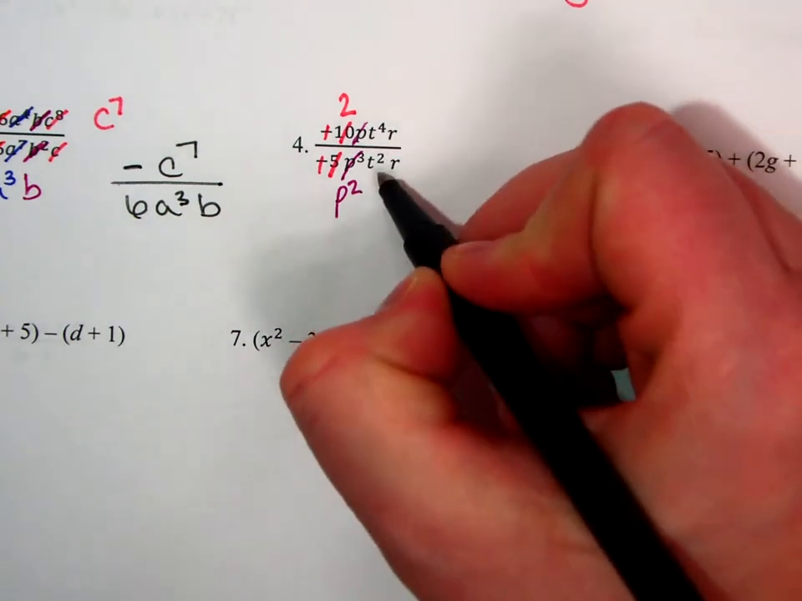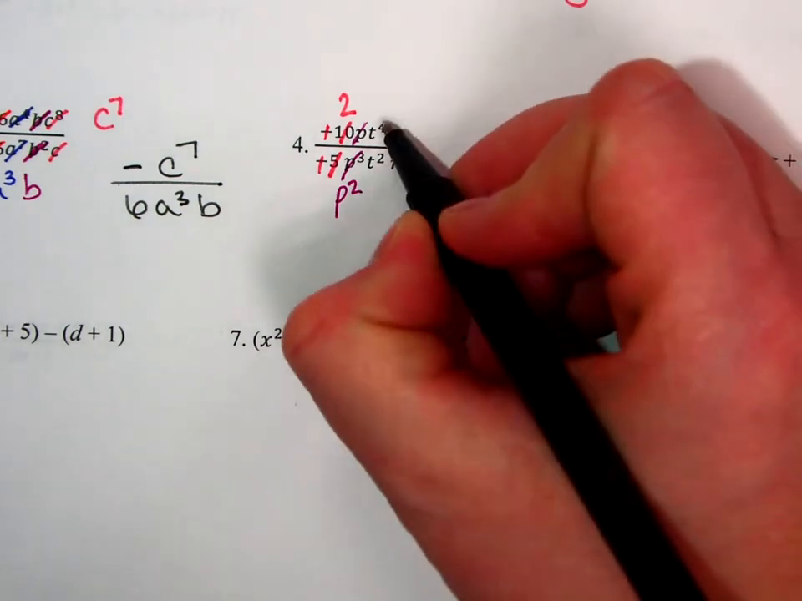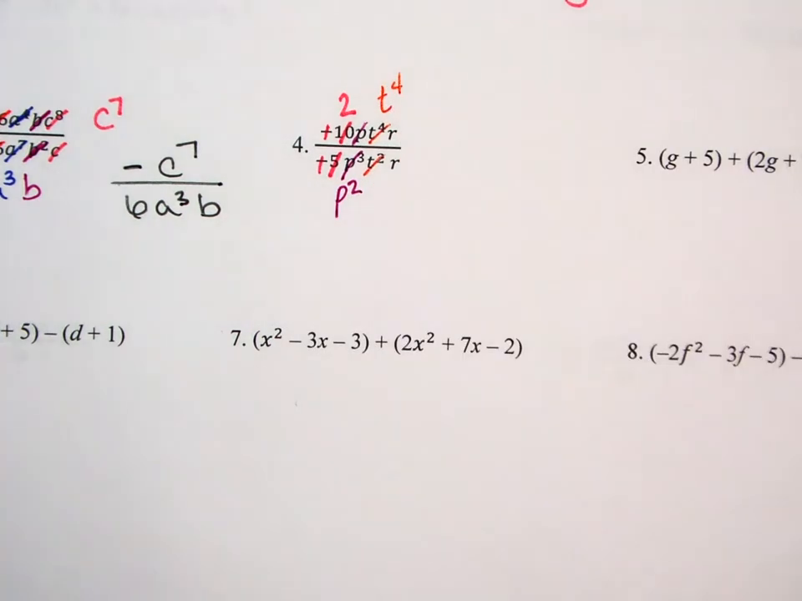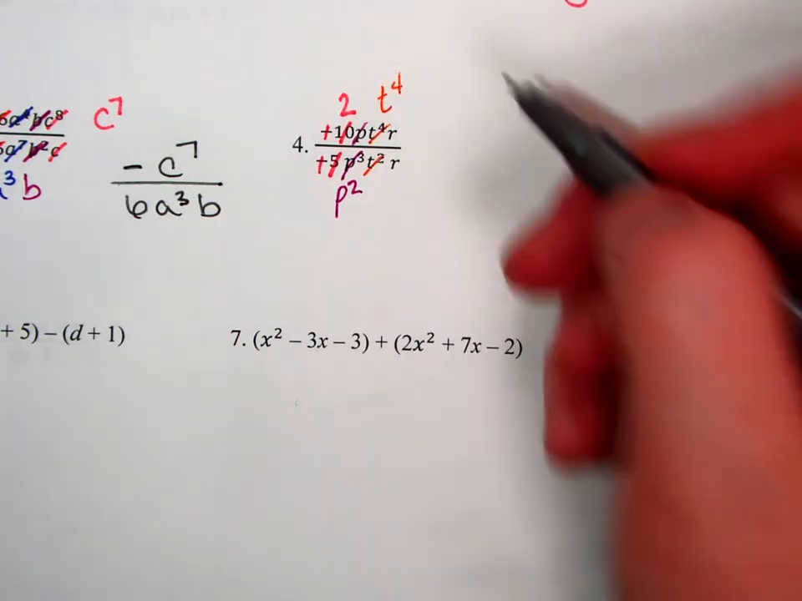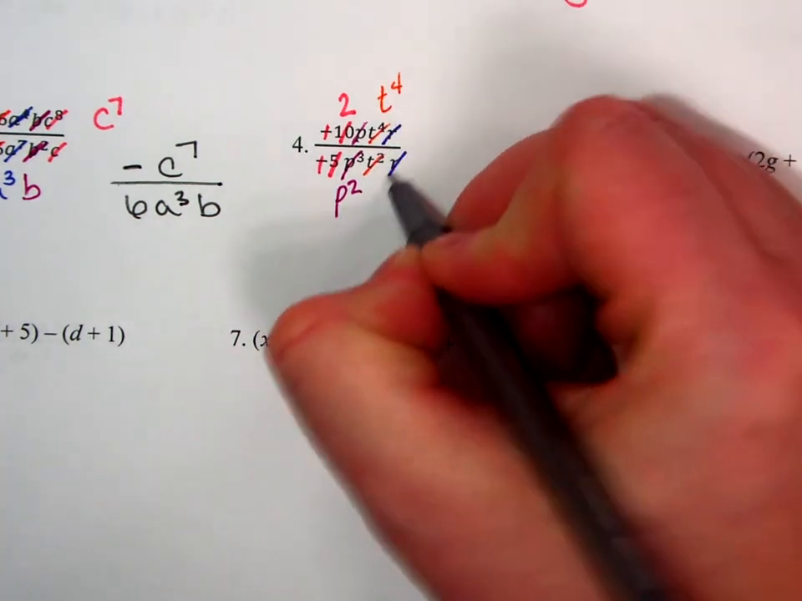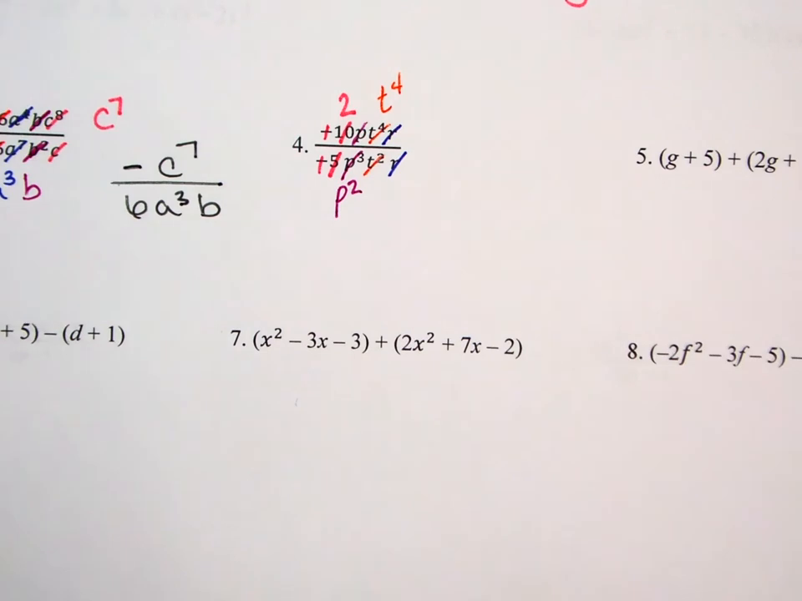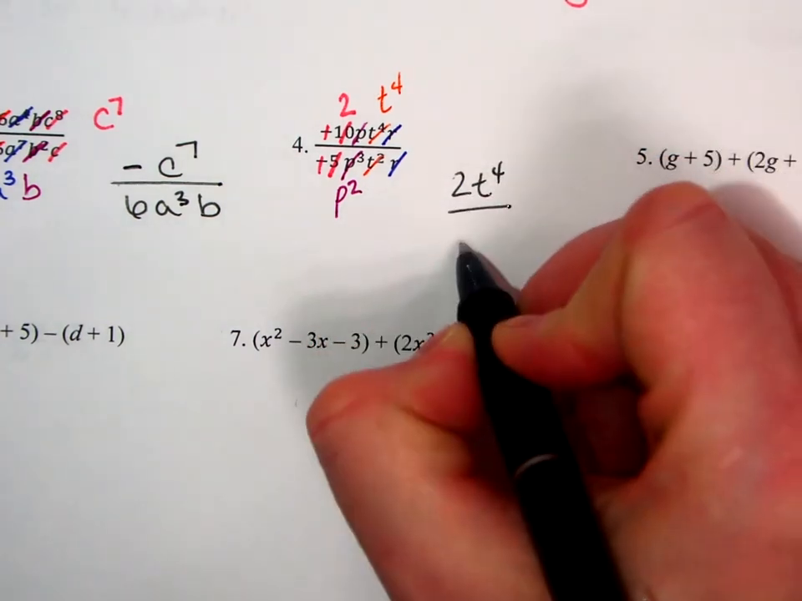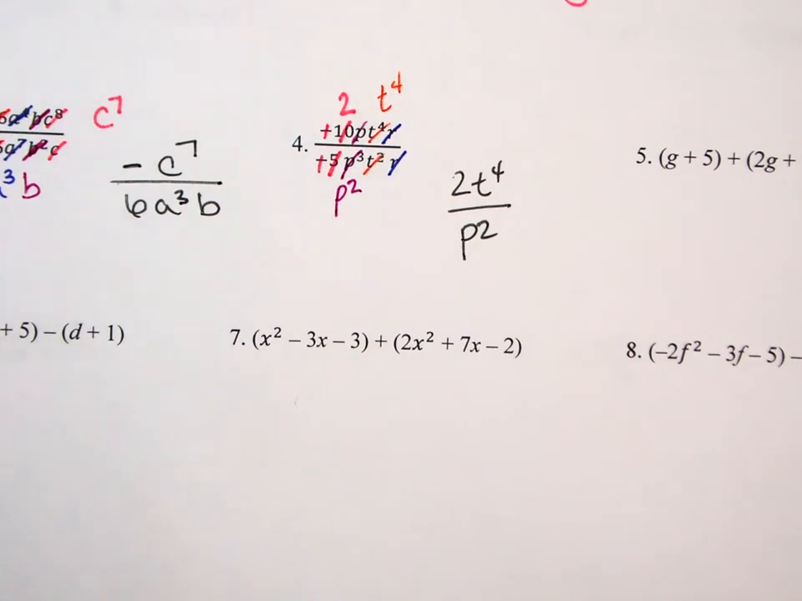T to the 4th on top, t squared, where is there more at? There's 2 more on top, so cancel those out. And then on the r's, there's just single r's, cancel those out. So on the top I have 2 t to the 4th over p squared, and that's my final answer.